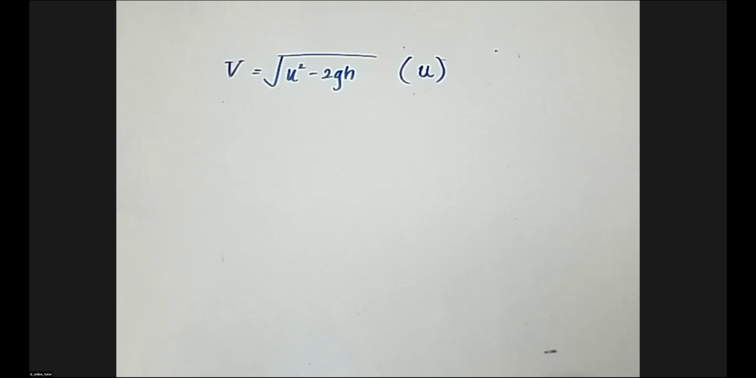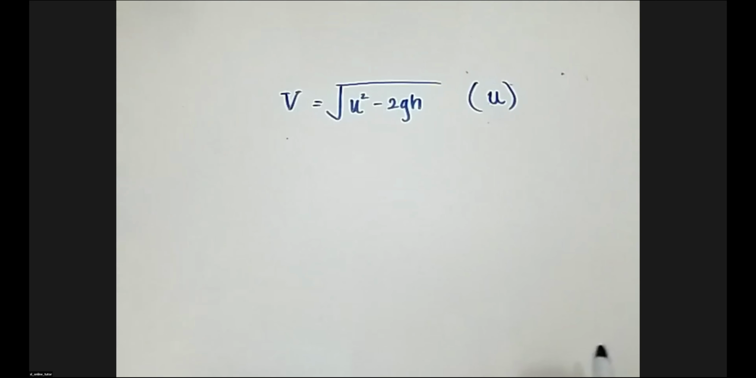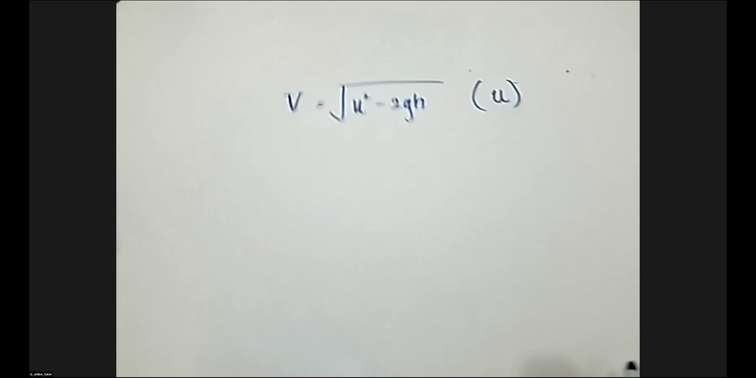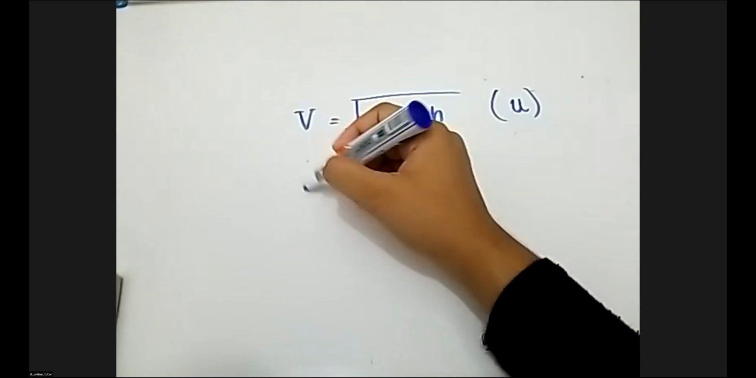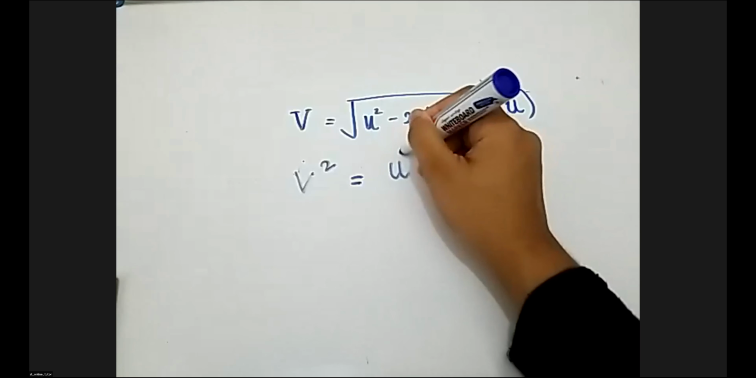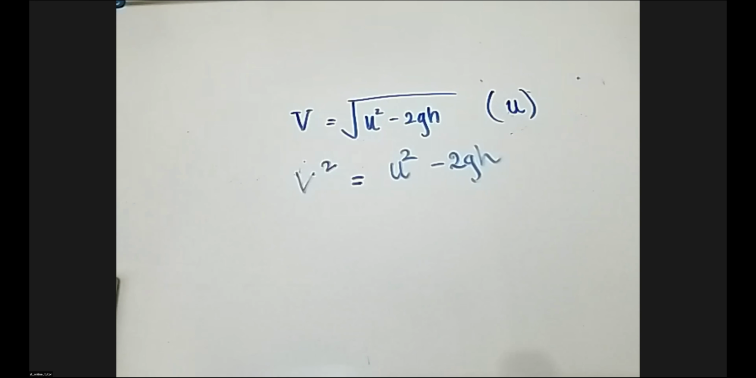Okay, increasing number. Very good. Let's discuss now. It's a good time. How can we make u as a subject? As I told you, if you want to remove the square root, you have to square the other term. Only other term is v. So I can make v squared equal u squared minus 2gh. Now I don't have square root.